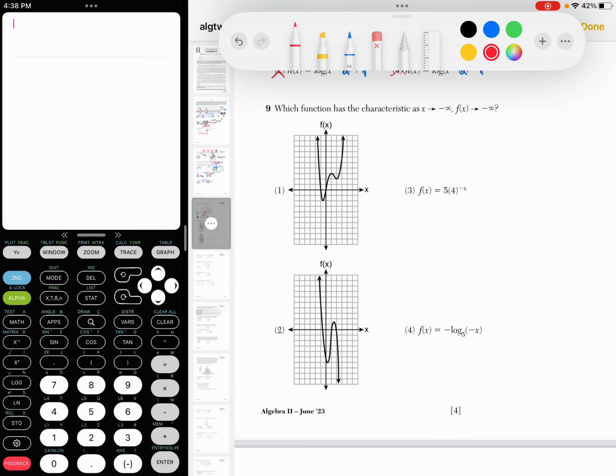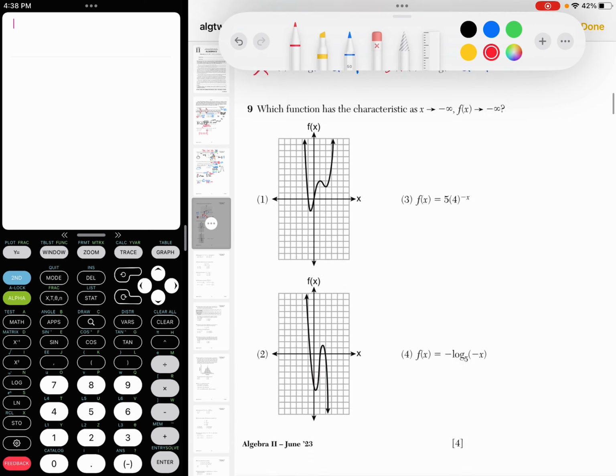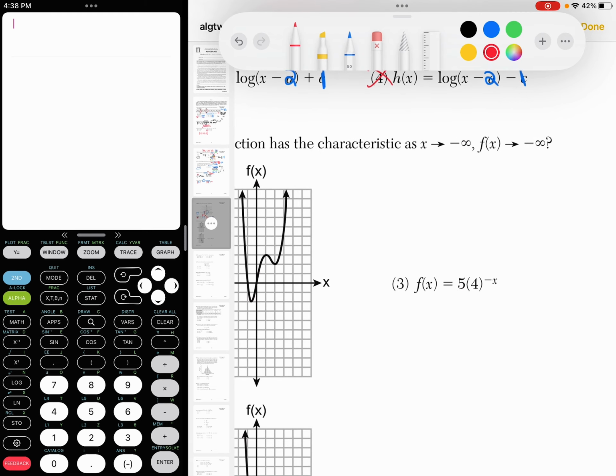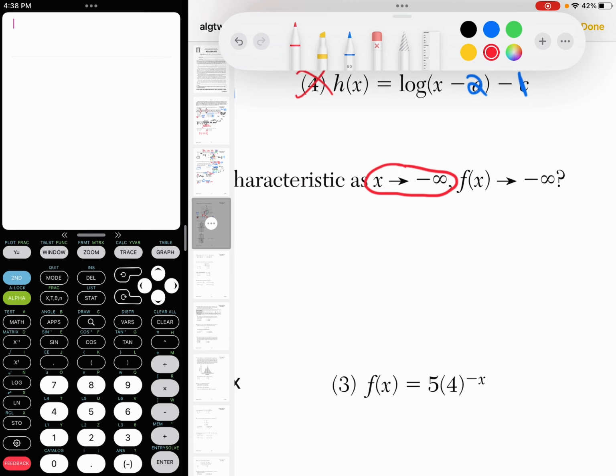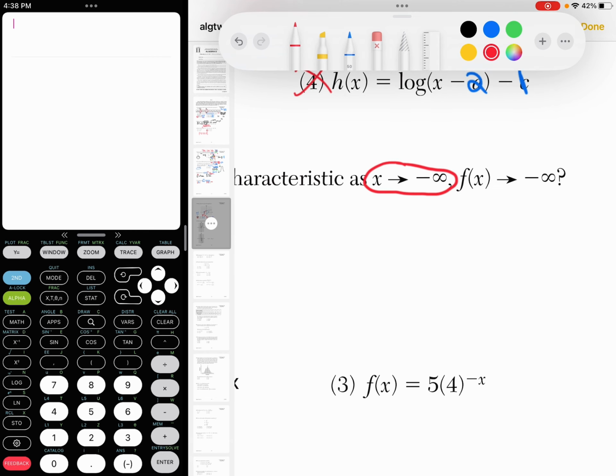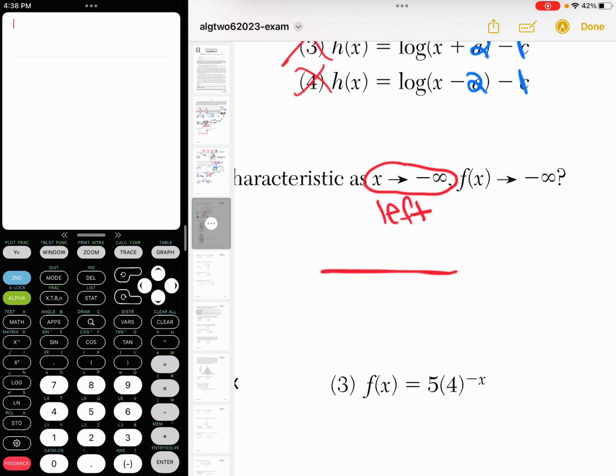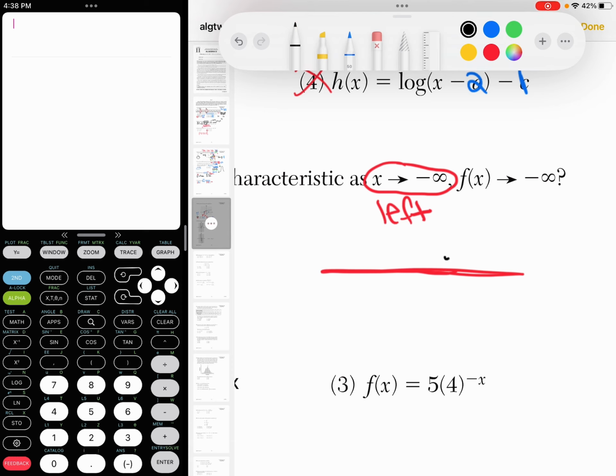All right, number 9 is about end behavior. We have to be able to read what this says. So that arrow means approaching. So what this is saying is, as x, this first sentence here, as x is approaching negative infinity. That's a fancy code way of saying we're going to the left. The reason that means left is because think about your x-axis. It's the horizontal one. As it's going towards negative infinity, we're going to the left.